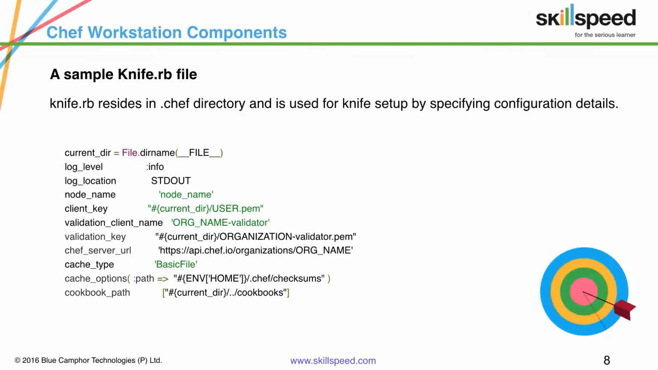At a minimum, it needs to have the node name, the client key, the Chef Server URL, and the cookbook path. These are the mandatory locations.